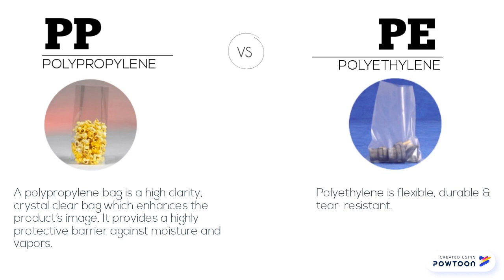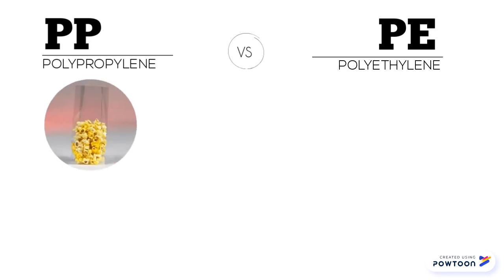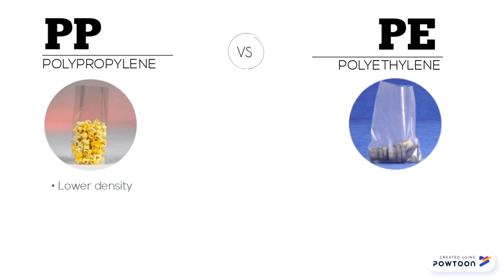Polyethylene is flexible, durable, and tear resistant. These three characteristics are extremely important when you are putting heavy items in your polybags. Polypropylene has a lower density as compared to polyethylene. Therefore, it gives manufacturers the benefit of cost saving from the low weight.